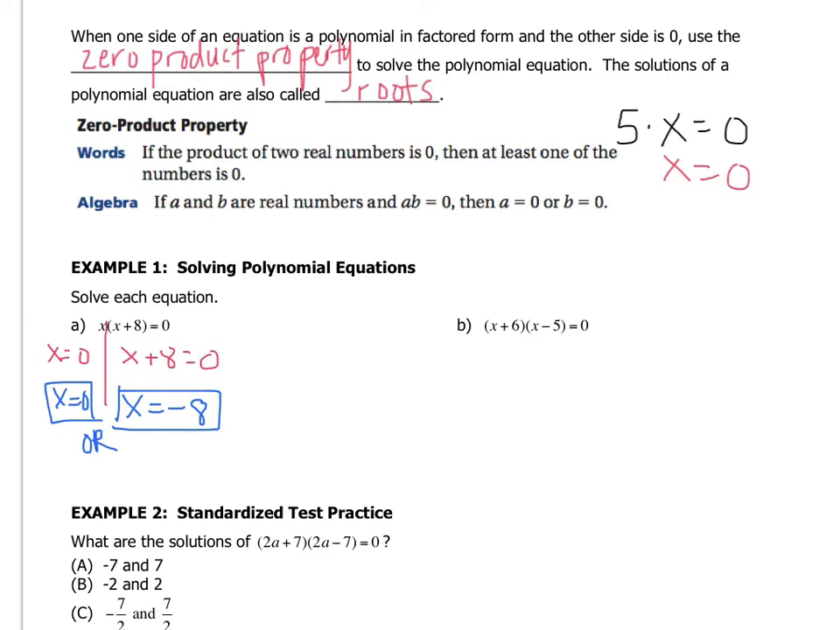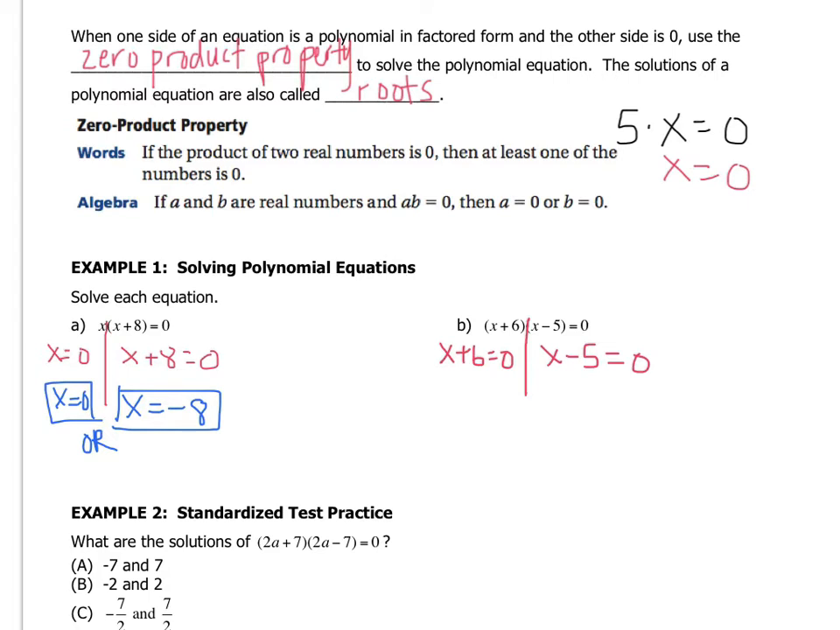They've written the two factors, x plus 6 and x minus 5, so I'm going to split it right down those two factors. And I'm going to say, well, in order for them to multiply and become 0, either this part is the 0 or this part is the 0. I don't know which one it is, but one of them has to be 0.